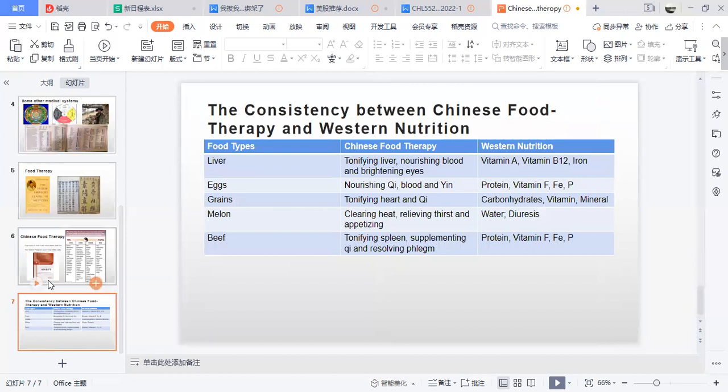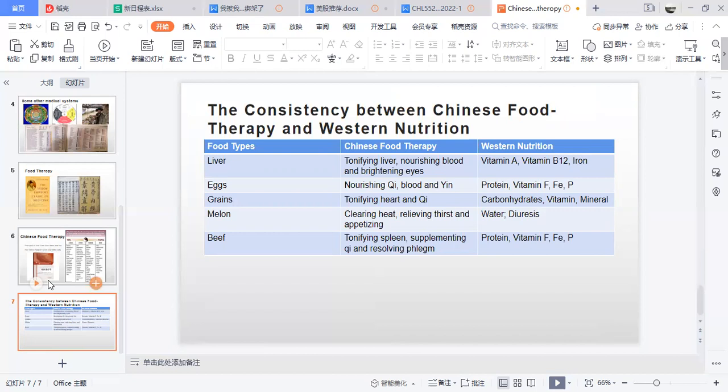So the last slide is for the consistency between traditional Chinese food therapy and Western nutrition. There are some things in common, for example, liver. In Chinese food therapy, liver can tonify the liver, nourish blood and brighten eyes. In nutrition, it's because liver is full of vitamin A, vitamin B12, and iron. Vitamin A is good for eyes, and iron is good for blood. So this is something in common.